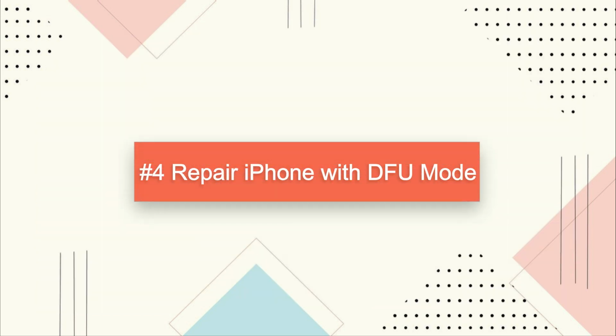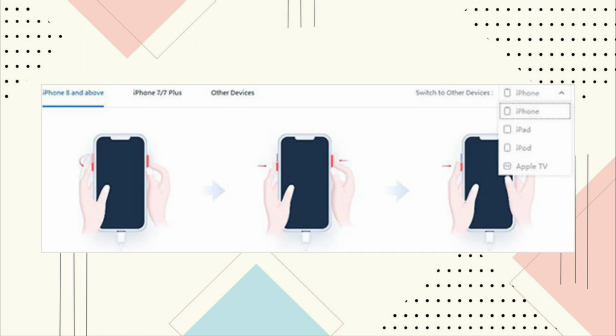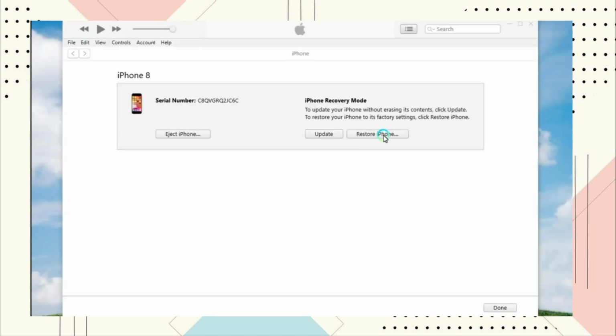The next option is to try DFU Restore. Put your iPhone into DFU mode by using different tips based on your iPhone device and connect iPhone with computer using USB cable. Run iTunes on the computer and click Restore.